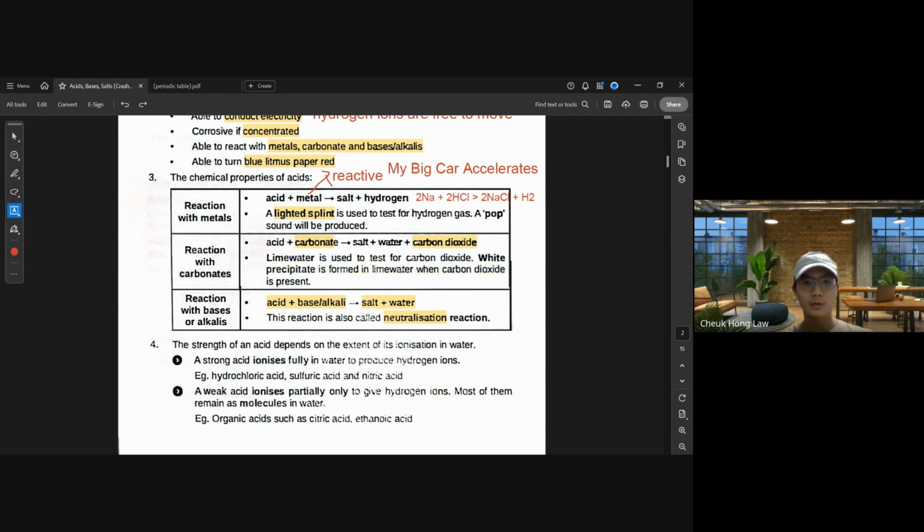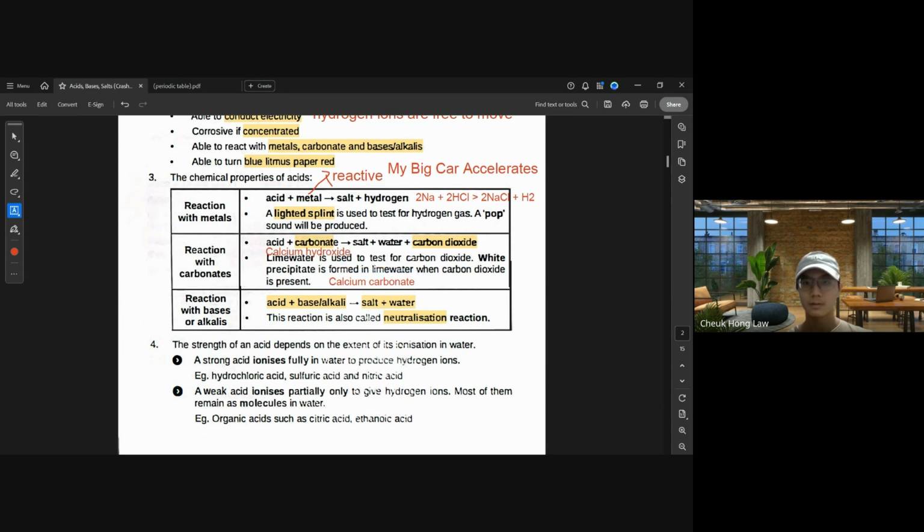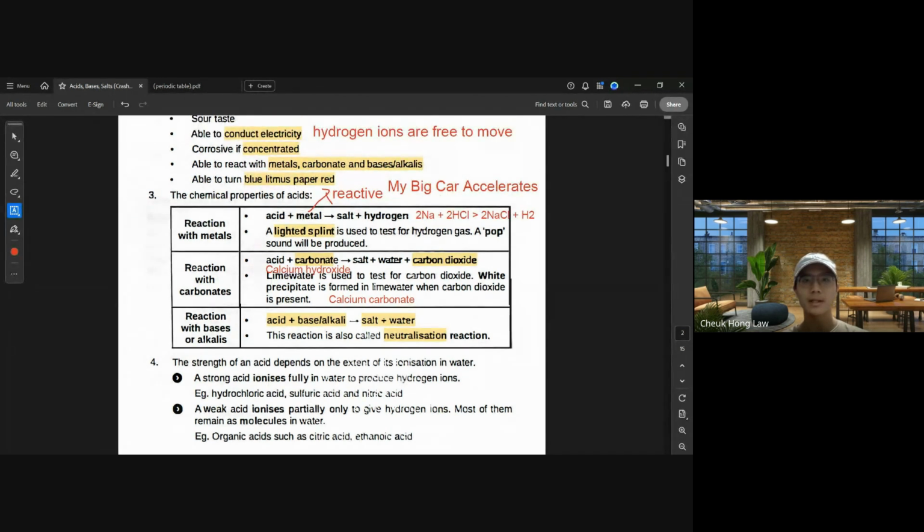I don't know if you guys know, but lime water is actually calcium hydroxide. Lime water contains calcium hydroxide, and the white precipitate is calcium carbonate. So basically, the reason we use lime water is because the calcium hydroxide reacts with carbon dioxide to form calcium carbonate, which is your white precipitate. Okay, so these are the three reactions.